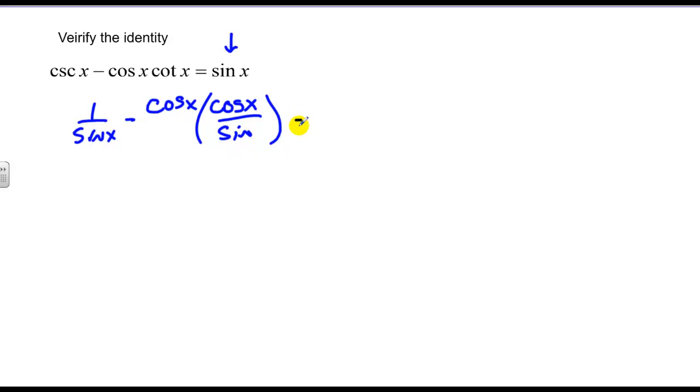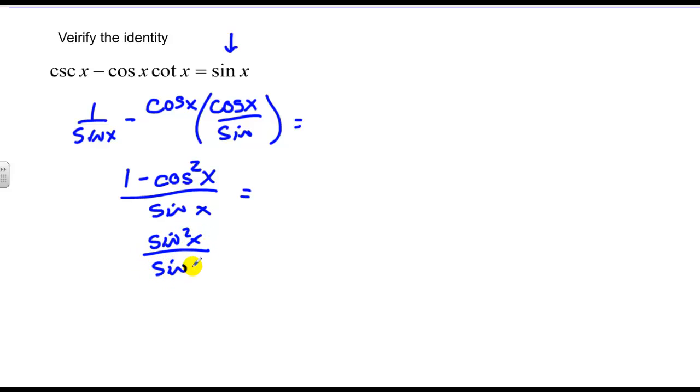So now, cosine times cosine is cosine squared, and I have common denominators of sine, so that's 1 minus cosine squared of x over sine. From our last problem, we know that 1 minus cosine squared is a Pythagorean identity of sine squared. And then I have sine squared over sine, which is just sine. And that's what I wanted to get to.